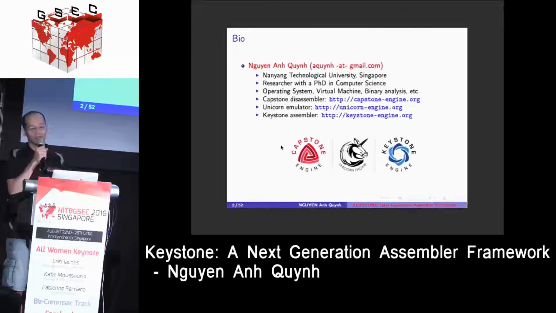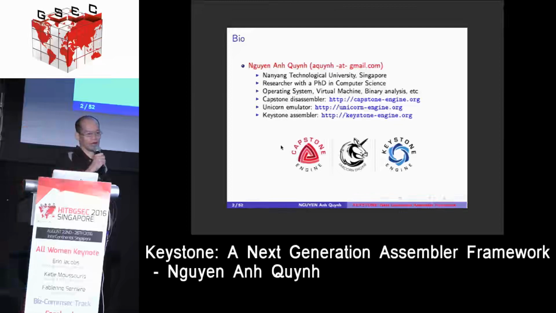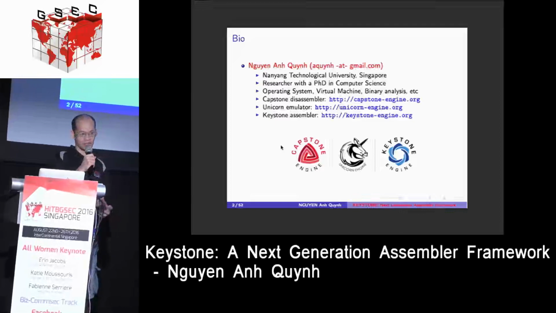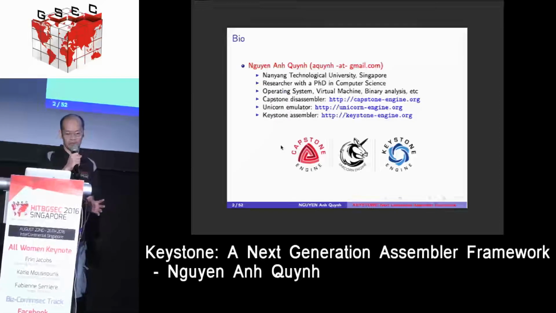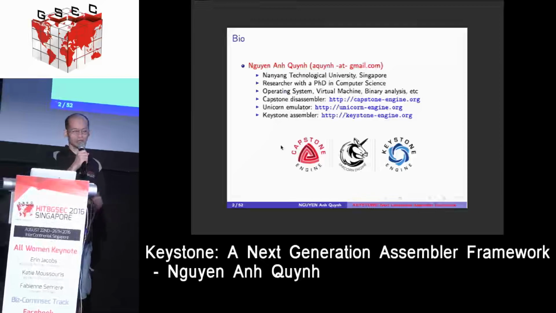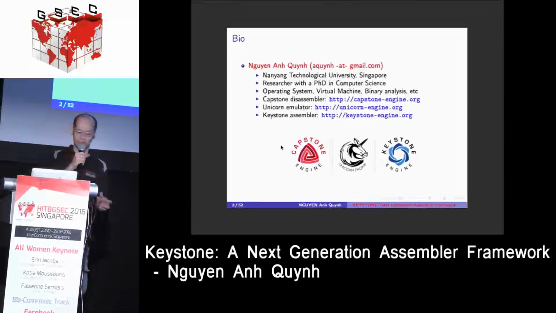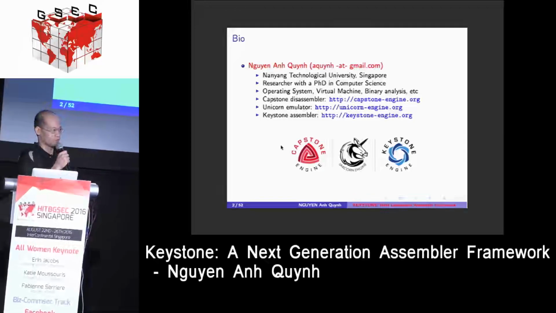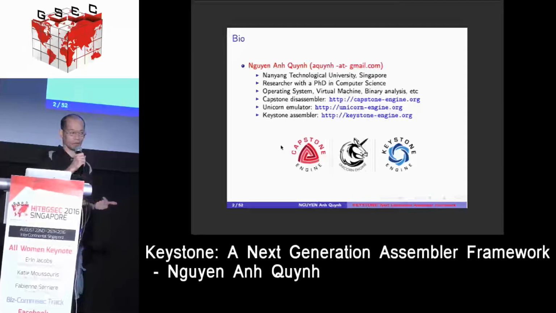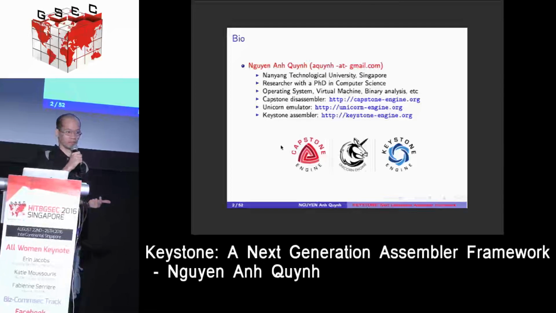So my name is Quynh, and I have some academic background. I work for NTU University in Singapore, and my research area is mainly low-level stuff like operating systems, virtual machines, or reversing. And I happen to be the founder and maintainer of three open source frameworks for reversing: the Capstone disassembler, the Unicorn emulator, and the Keystone assembler.